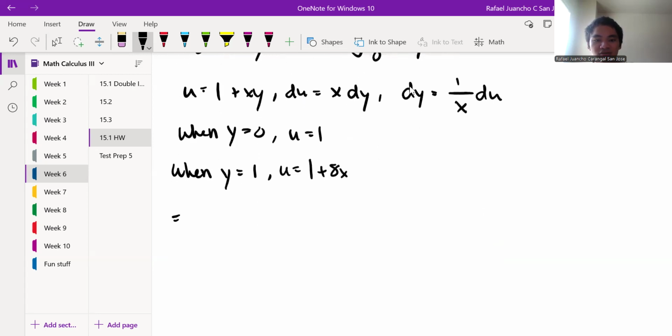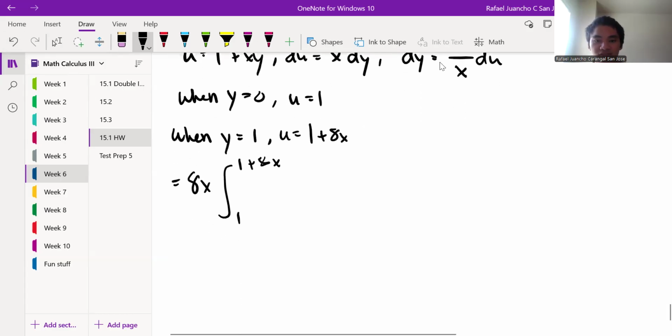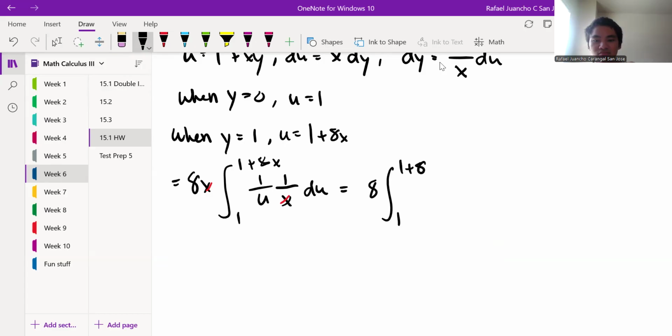And so I actually get a new thing here. I get 8x, 1. My upper bound is 1 plus 8x. This is 1 over u, 1 over x du. And this gets canceled. Phew. And so I have this left. Like that. Now I can integrate.